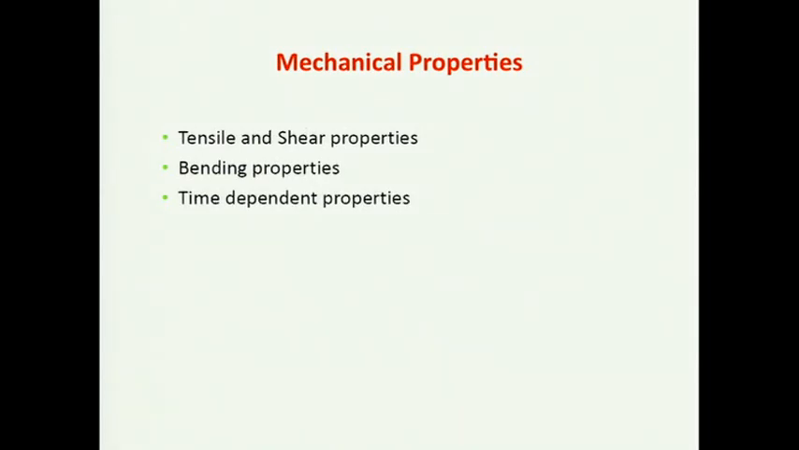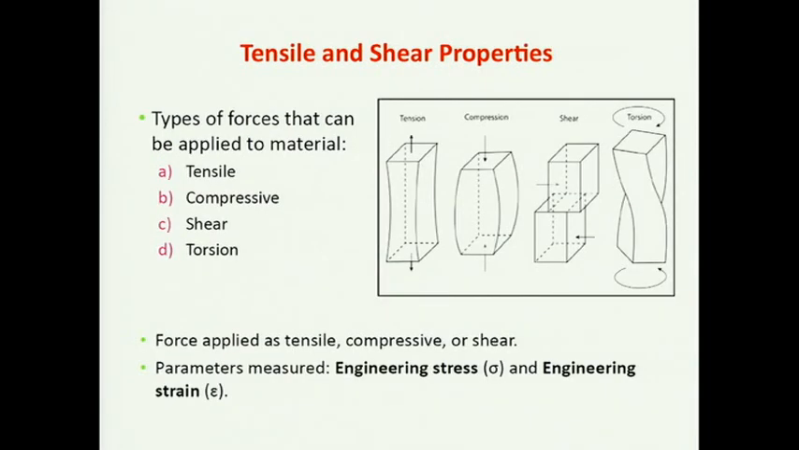In terms of mechanical properties, again, Professor Dieter gave very comprehensive information about mechanical properties. But from the biomaterials point of view, tensile and shear properties are important, as well as bending and time-dependent properties. So this will be maybe a small repeat of what he said, but these are important things to consider. The types of forces that can be applied to a material are shown here: tension, compression, shear, or torsion.